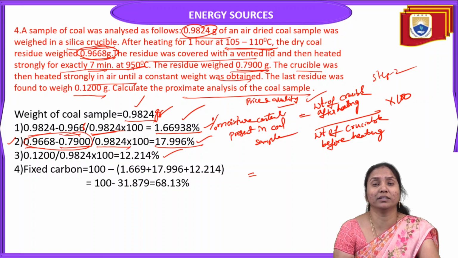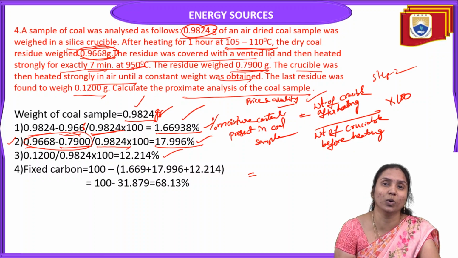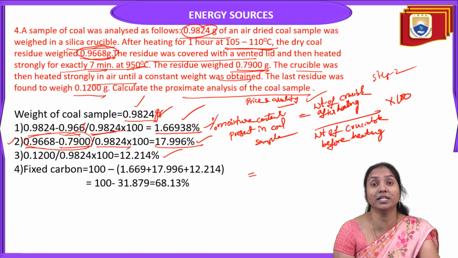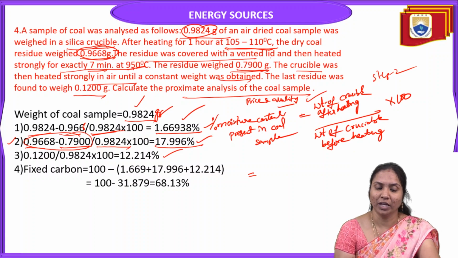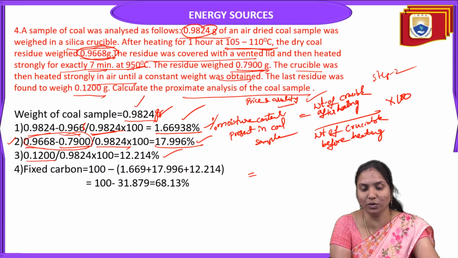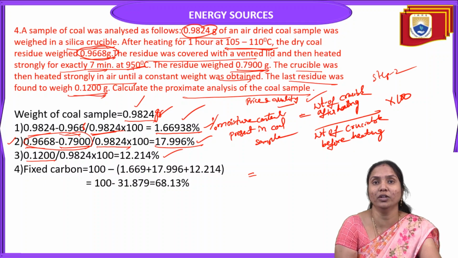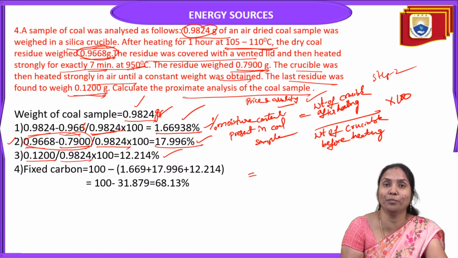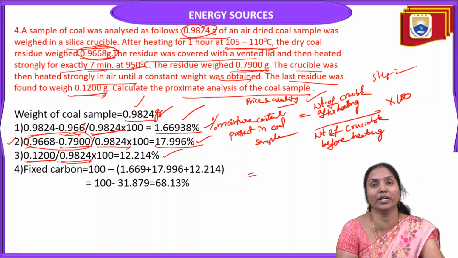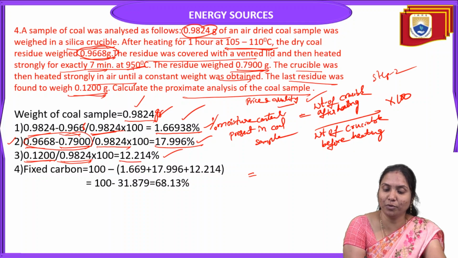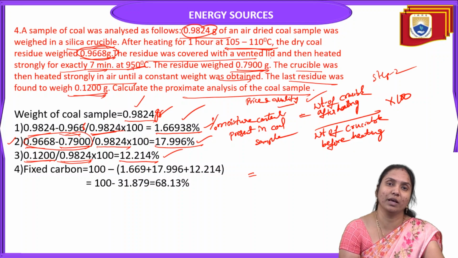So here also, what is the formula? Percentage of ash present in coal sample is equal to weight of coal sample after heating in step 3 by weight of coal sample taken before heating, into 100. So the last residual weight found is 0.1200 by actual weight of the coal sample, 0.9824, into 100. Here we directly take it because it is ash content. So here 12.214 percentage of ash is present in coal sample.